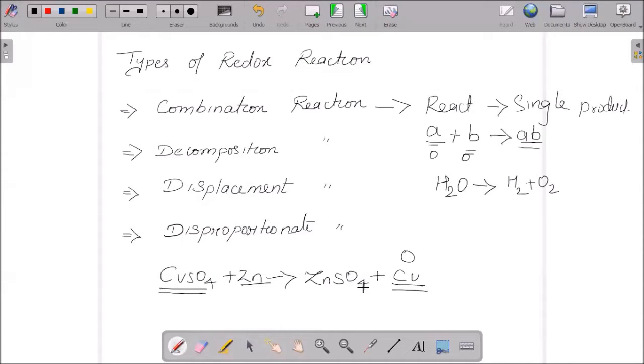It is important to note that the element which is undergoing oxidation will act as a reducing agent. Vice versa, whichever is undergoing reduction will act as an oxidizing agent. So whichever is undergoing oxidation acts as a reducing agent, and whichever is undergoing reduction acts as an oxidizing agent.